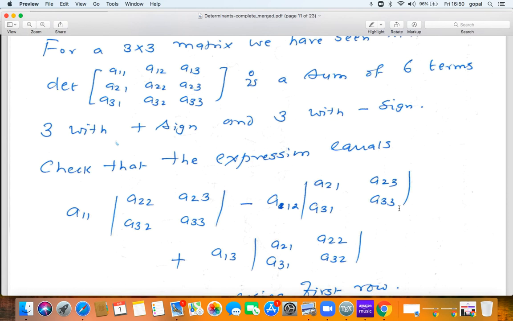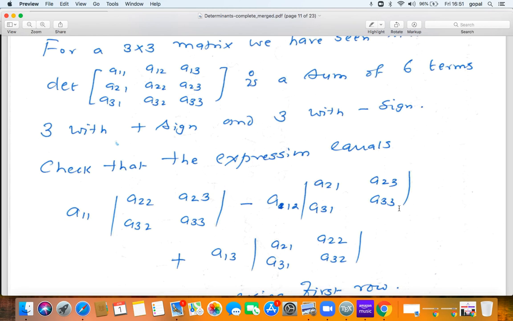Now, how did I get this smaller square A22, A23, A32, A33? Delete the row and the column containing A11. You get a smaller 2 by 2 matrix, and that is A22, A23, A32, A33. Minus A12. Note down the minus sign. Delete the row and the column containing A12. You get A21, A23, A31, A33. Plus A13. Delete the row and column containing A13. You'll get A21, A22, A31, A32.